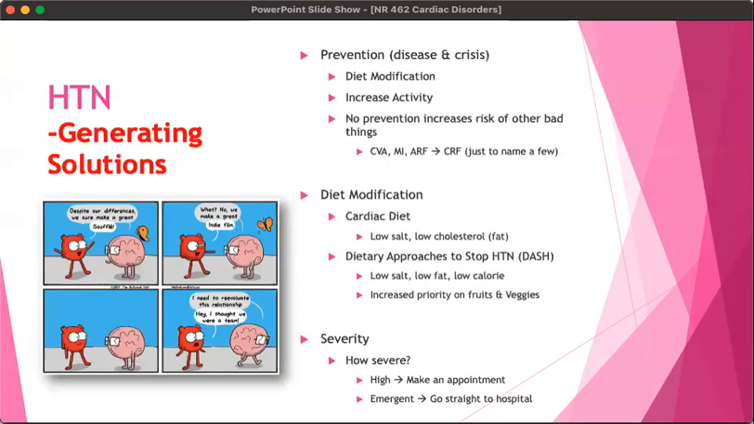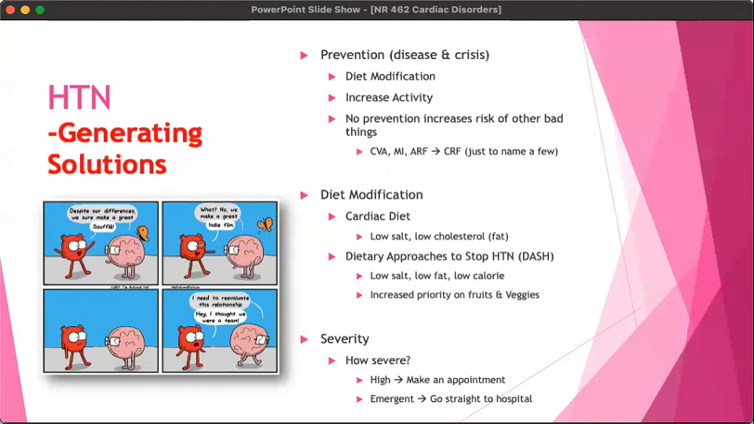For the solutions we want to start generating with these folks, so kind of setting goals and looking at how are we going to make them better, one of the first things we want to do is prevention. So people with a strong family history of hypertension, we want to help them to prevent developing high blood pressures themselves. One of the fastest ways, or one of the first interventions we tend to do, is diet modification.